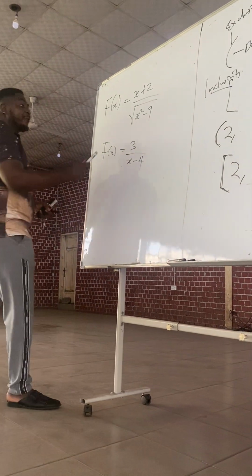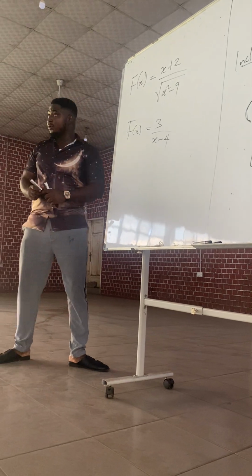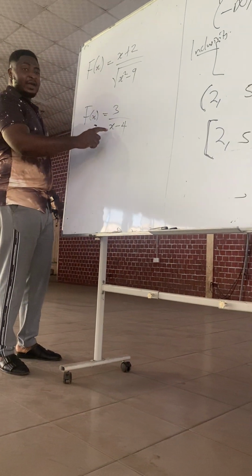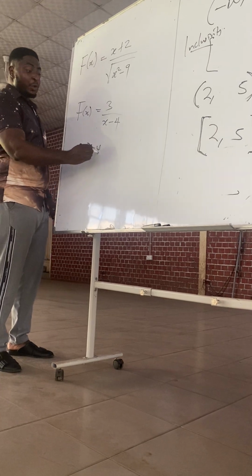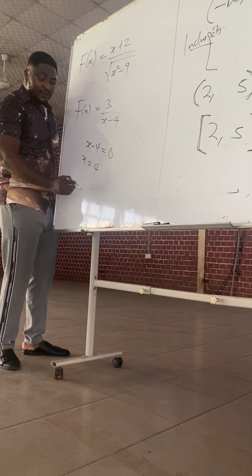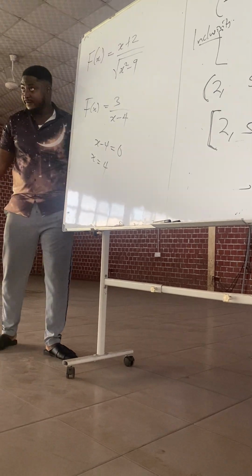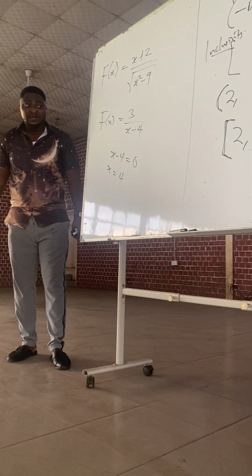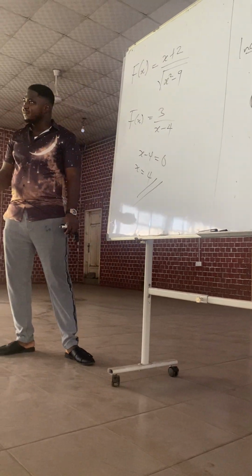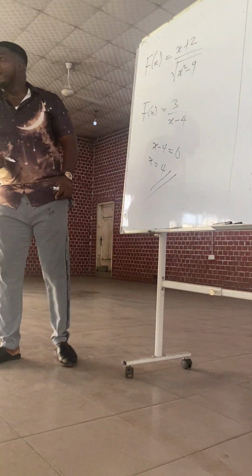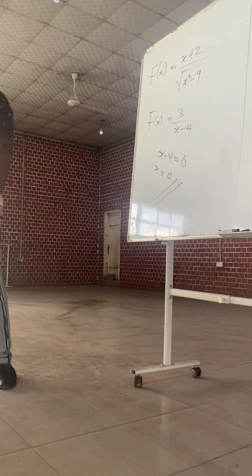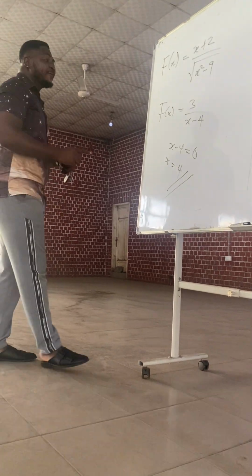Anytime you have a fractional function like this, equate the denominator to 0. Who is the denominator? x minus 4, equate to 0, and solve for x. x must be plus 4, since when minus 4 moves here, it becomes plus 4. Class, are you aware that this 4 can never be our domain? The domain of this function is all real numbers except 4. Why except 4?